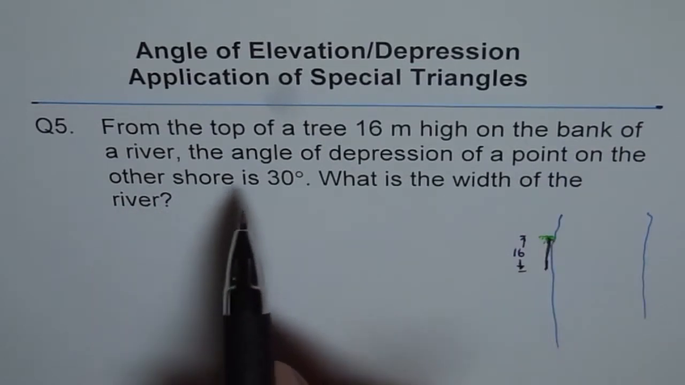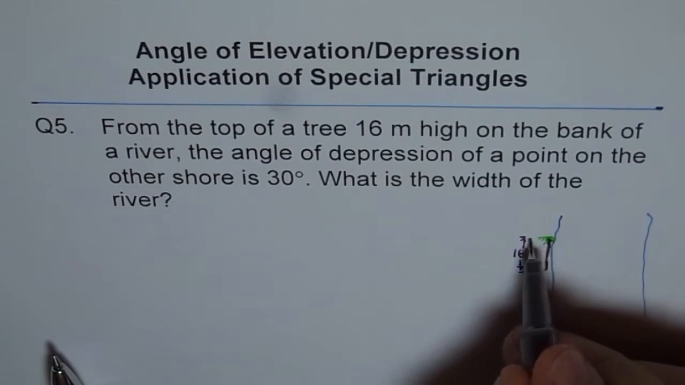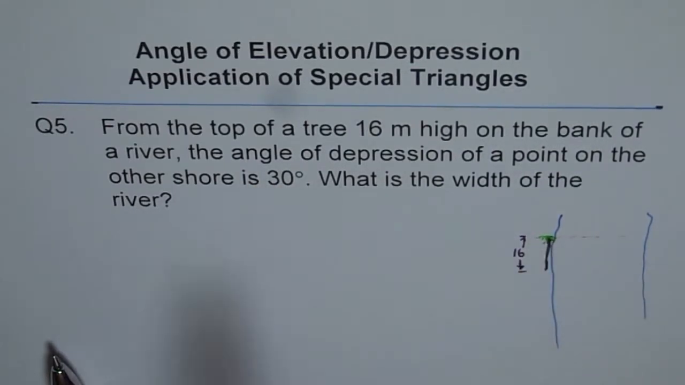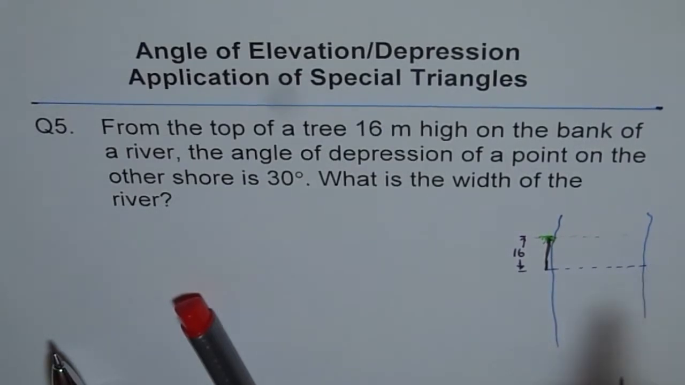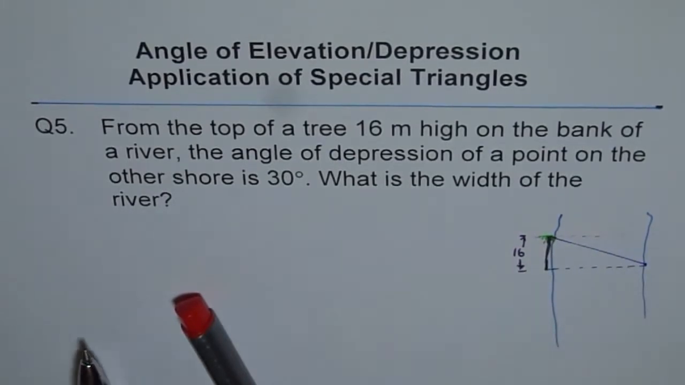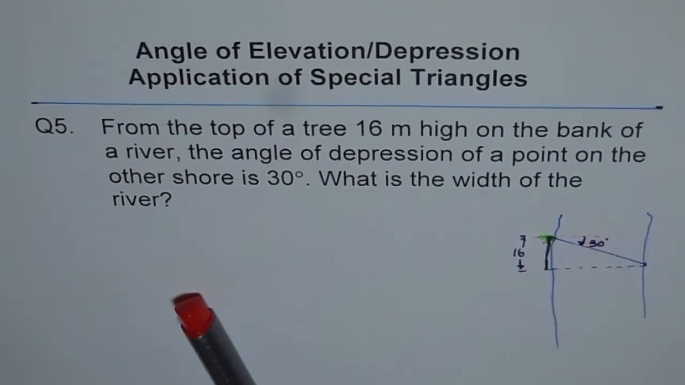On the bank of a river, the angle of depression of a point on the other shore is 30 degrees. So what we do is we just draw a horizontal line. As you know, the angle of depression is always with the horizontal line, correct? So with the horizontal line, it makes 30 degrees. So let's say that is the other point on the shore, and when we join these 2 points like this, in that case, the angle of depression is 30 degrees. That means this angle is 30 degrees. Do you understand? That is the angle of depression with the horizontal, right?